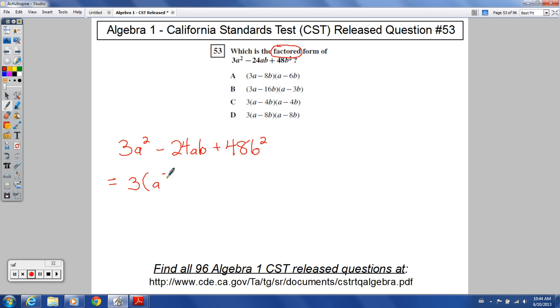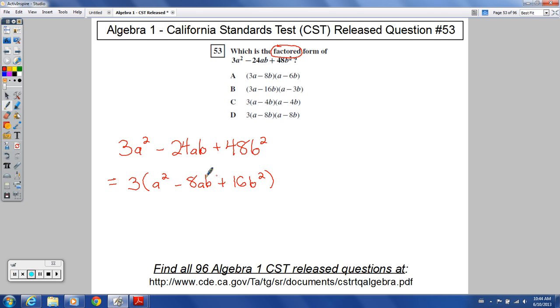Let's do that first. When you multiply that back through, this 3 times whatever has to get you back to where you started. So I know 3 times a squared is 3a squared. I know 3 times negative 8 would give me negative 24, and I'd have to include the ab on that if I'm going to get negative 24ab. And then finally, 3 times positive 16 would give me positive 48. I'd also have to include the b squared right there.